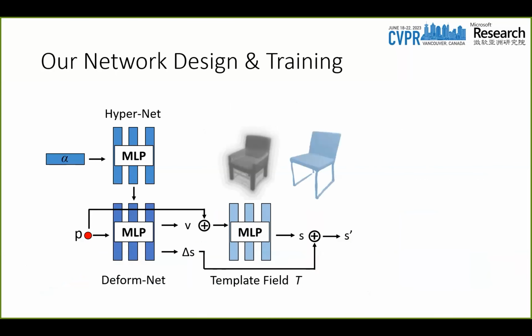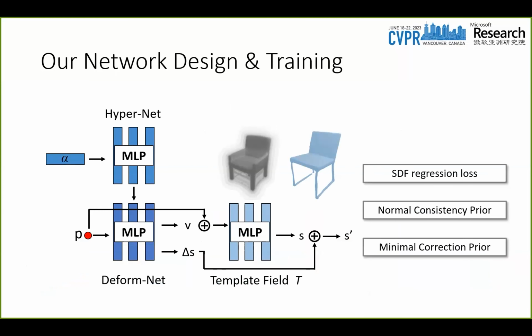We model the deformation and correction field with one MLP and the template field with another MLP. A HyperNet MLP is learned to infer the parameters of the deformation field for each 3D shape. The three networks are trained from unlabeled 3D data with reconstruction losses and other constraints. Please refer to our paper for more details.